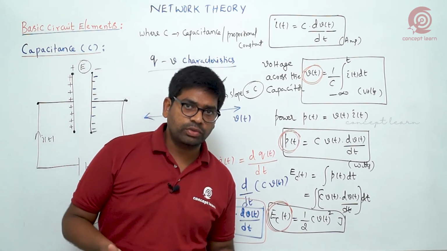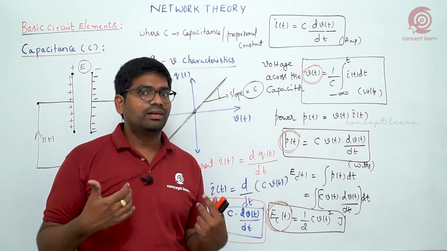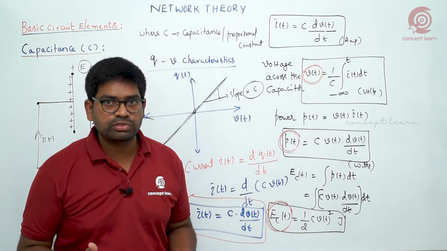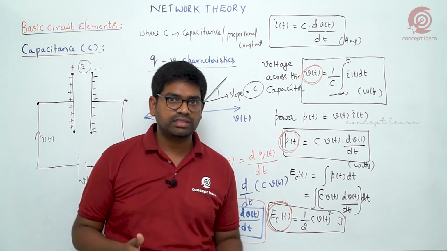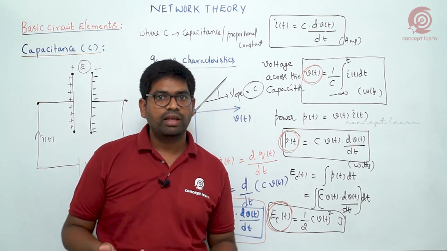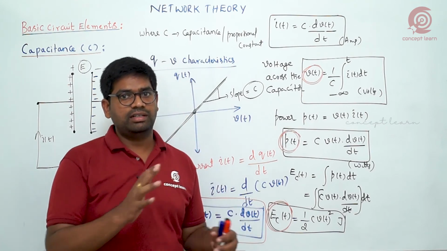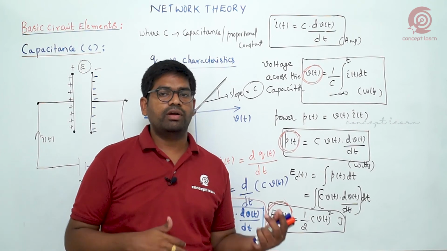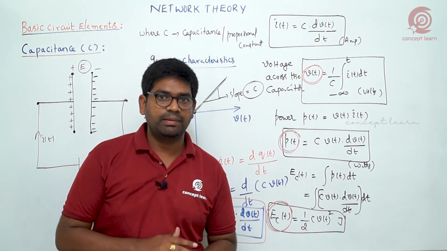Inductor stores energy in terms of the flux in a magnetic field, whereas capacitor stores energy in terms of the charge in an electrostatic field. Next, we write all these voltage, current, power, energy relations and we compare. What will be the difference among these three elements?